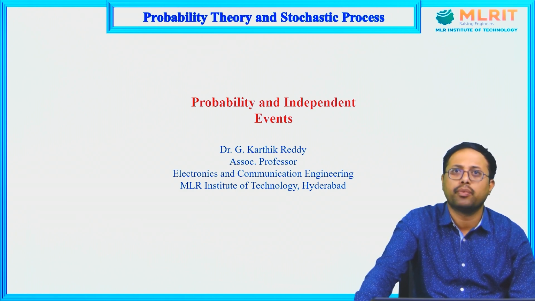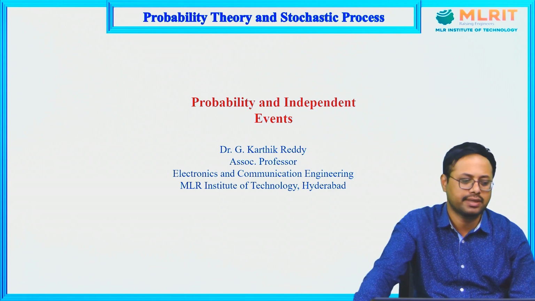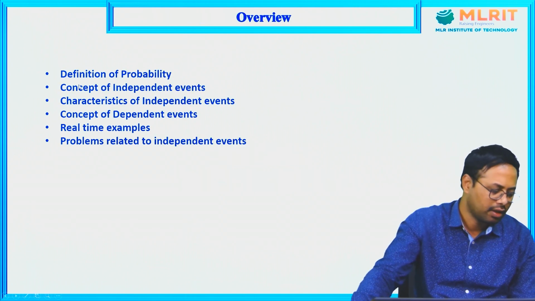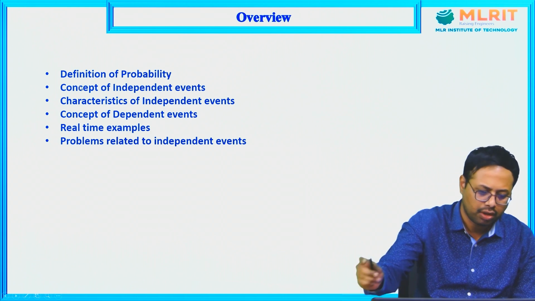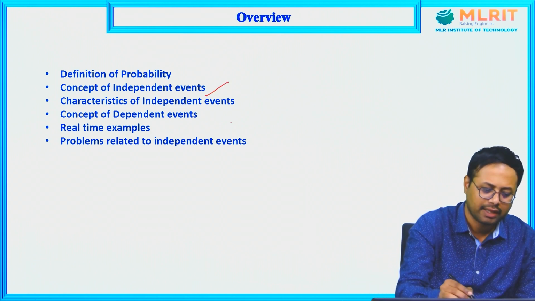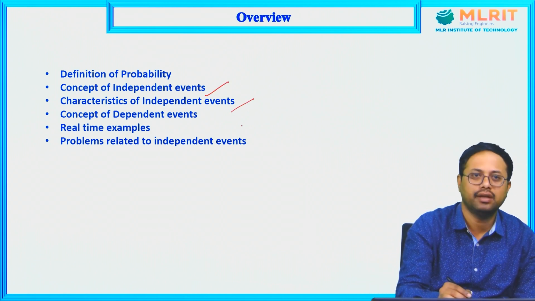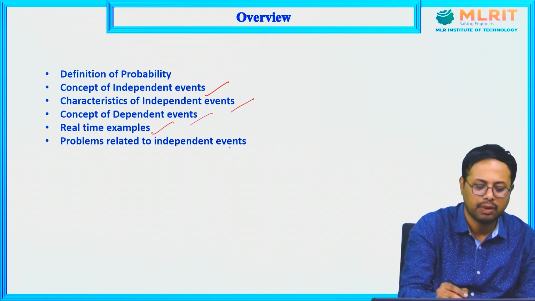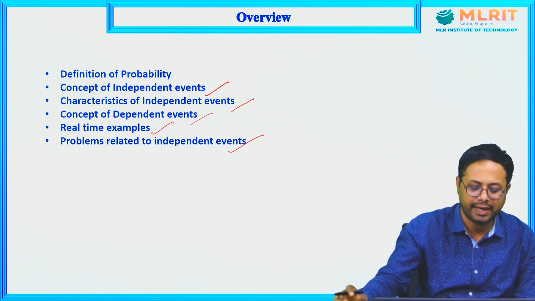Topic is probability and independent events. This is an overview of the contents. First, definition of probability, the concept of independent events, the characteristics of independent events, next the concept of dependent events, real-time examples, and problems related to the independent events.